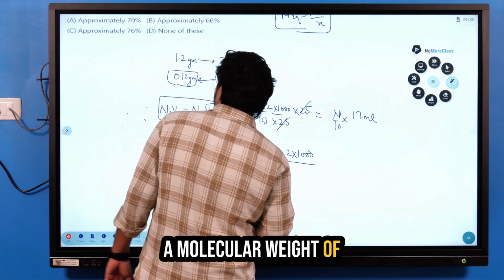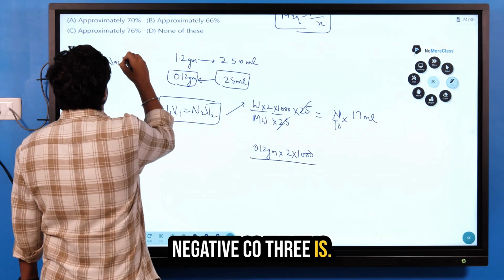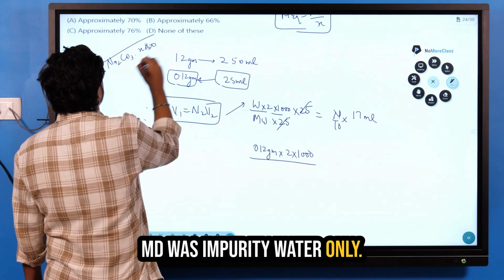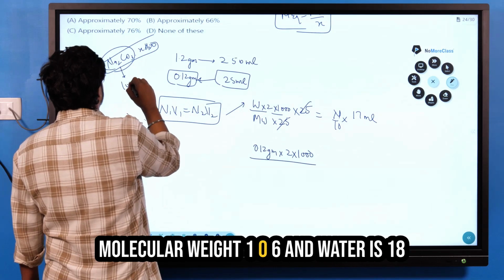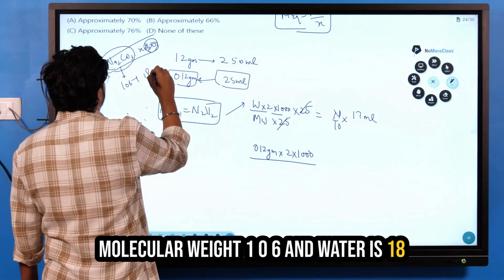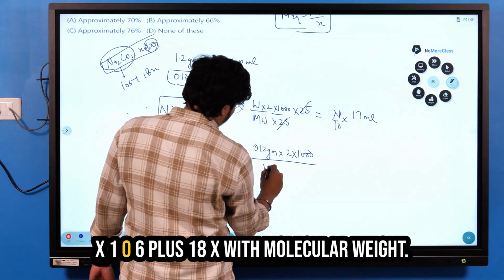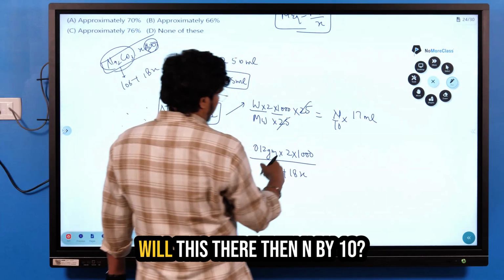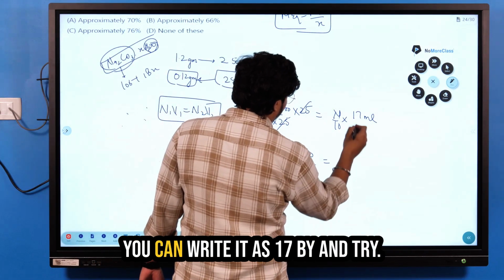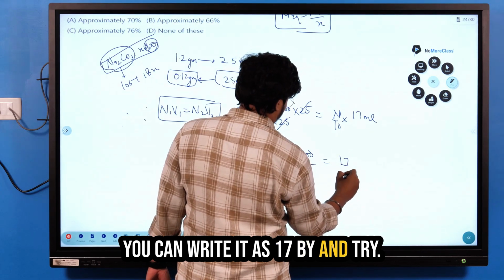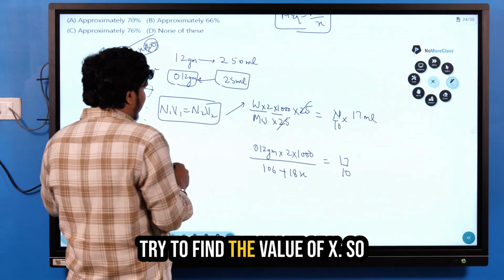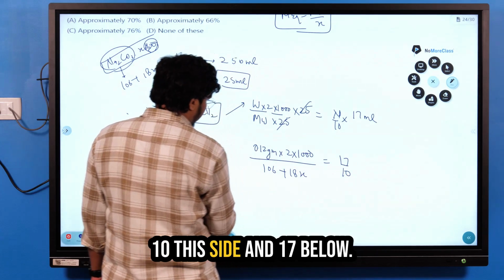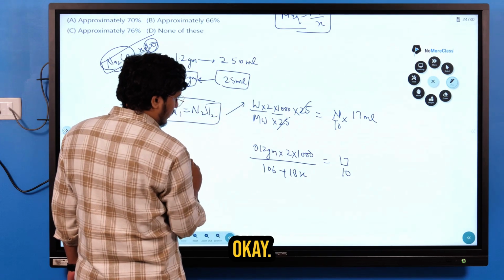The molecular weight of Na₂CO₃ is with X H₂O, since the impurity will be water only. The molecular weight of Na₂CO₃ is 106 and water is 18X. So it will be 106 plus 18X. This is the molecular weight, multiplied by N/10, which you can write as 17/10. Try to find the value of X. So we can put 10 on this side and 17 below.